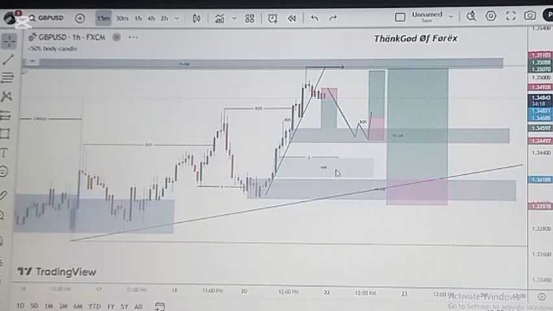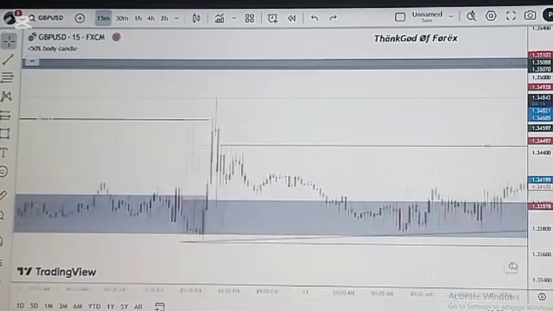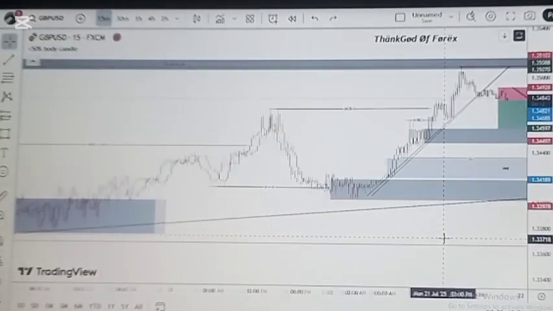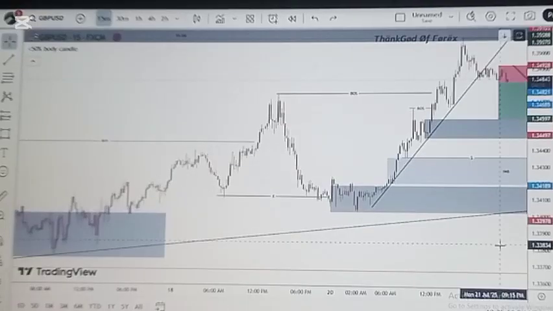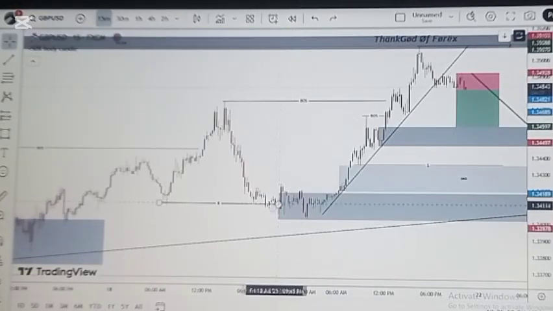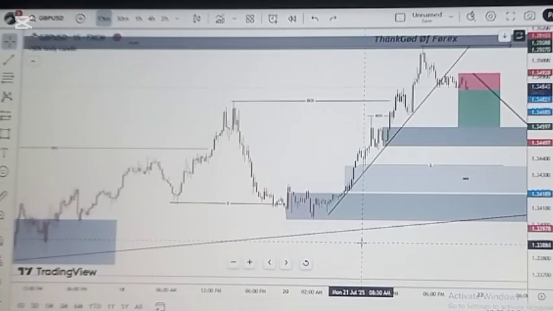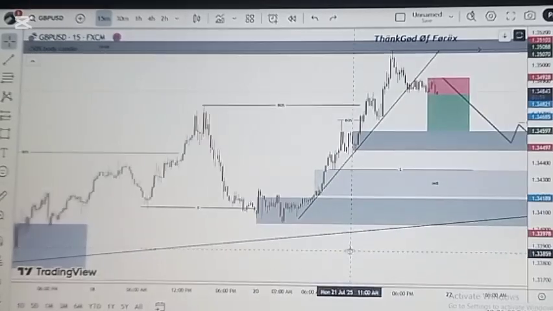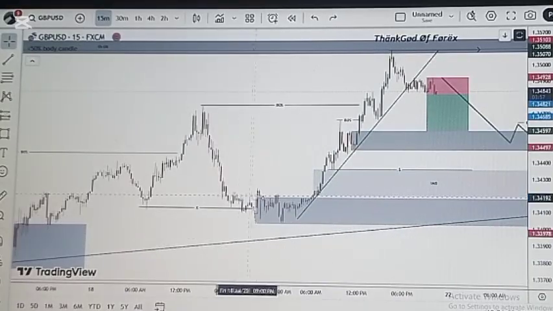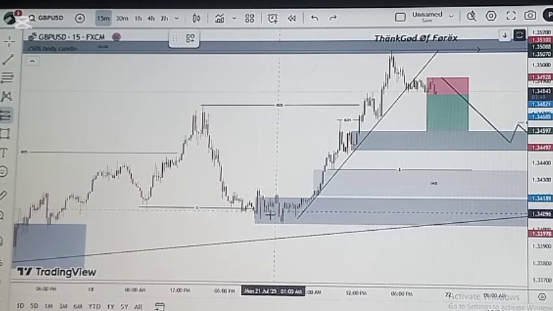Let me jump to the 15-minute time frame. After the change of character, we have always been looking for buy, buy, buy, right? Right here, we look for a buy at this point of time, and we enter this market from here. This was what I got.